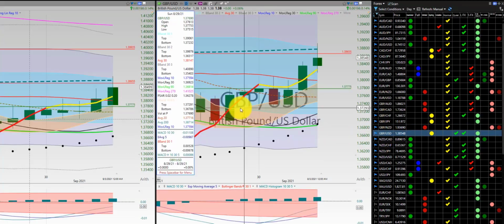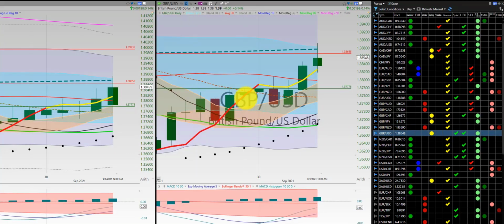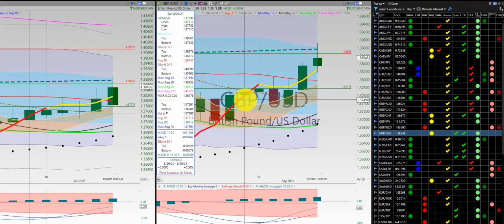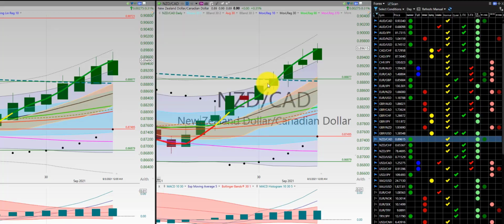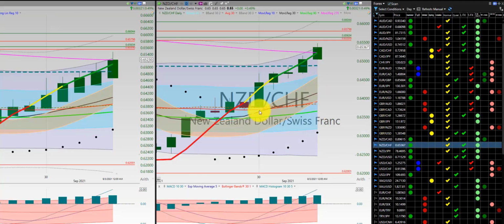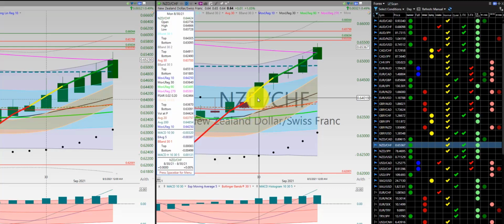British pound, US dollar. Initial trade here, out for a loss here at the small end, at the low of this candle. Then a 1, 2 out at 200. New Zealand Canadian dollar. Initial trade here, out for a gain here on the 200. 2 candle rule, in, out for the third on this candle. Good trade. New Zealand Swiss franc, initial trade here on Monday for 1, 2, 3 punch out.